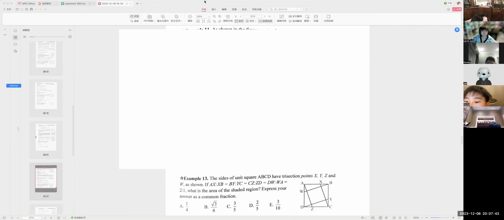Hey, what's the shaded region? Oh, the middle one. Oh, okay.